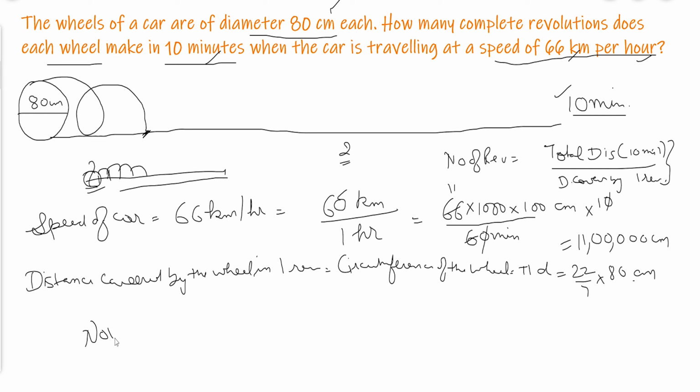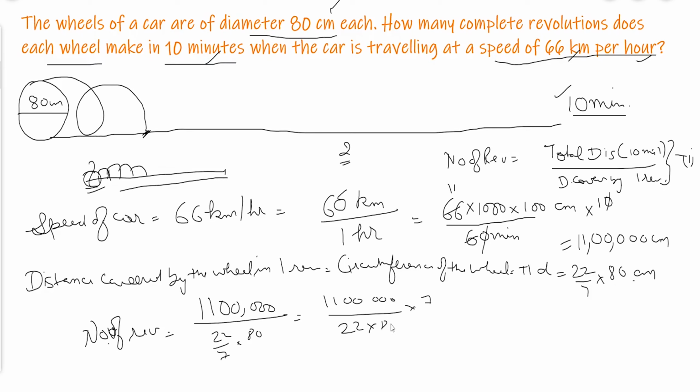Therefore, the number of revolutions is equal to 11 lakh divided by 22 upon 7 into 80, which can be written as 11,00,000 divided by 22 into 80, and is to be multiplied by 7. Now the zeros cancel. 22, when we cancel it with 22, it will be giving us 5000.